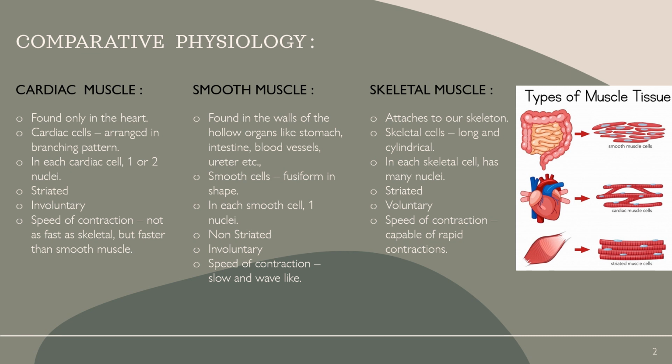Skeletal muscle attaches to the skeleton. Skeletal cells are long and cylindrical. Each skeletal cell has many nuclei. Skeletal muscle is striated and voluntary, and is capable of rapid contractions.